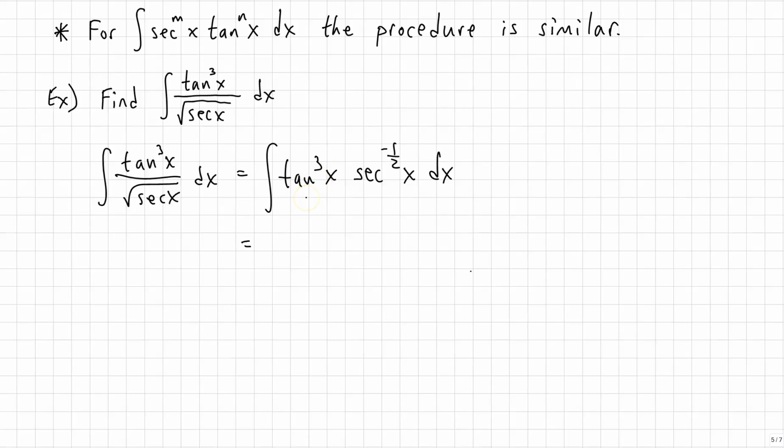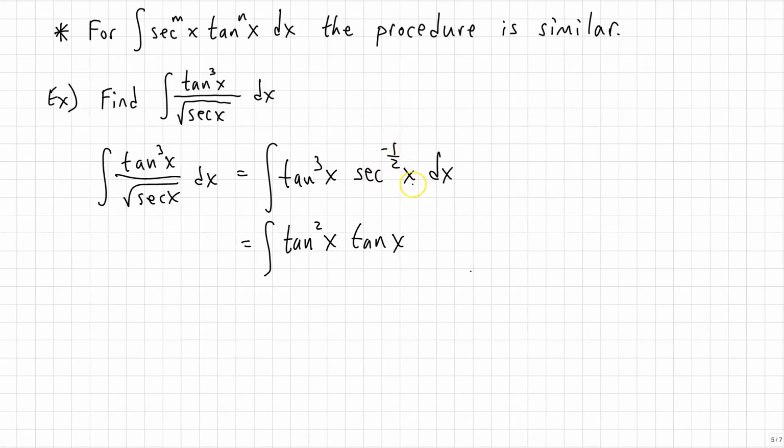Tangent cubed, well, we are going to take one of those tangents. We've got tangent cubed times secant to the negative 1/2 x. So that would be the same thing as a tangent squared times tangent. So there's our tangent cubed. And then we have secant to the negative 1/2 x.